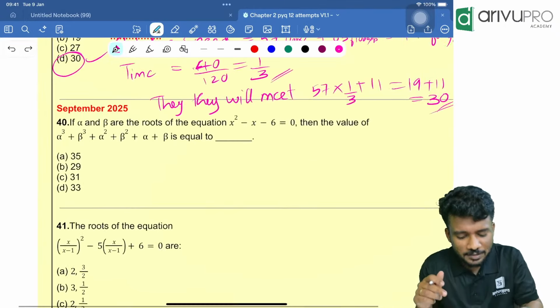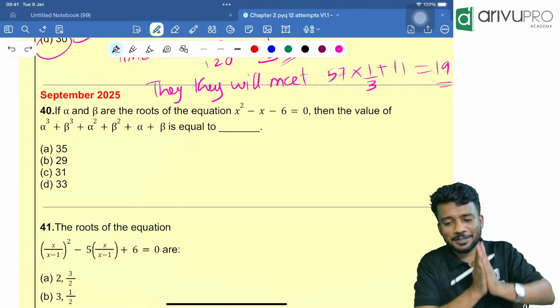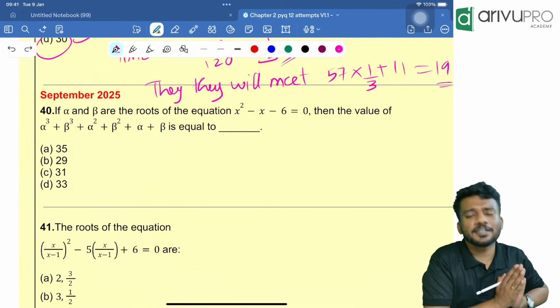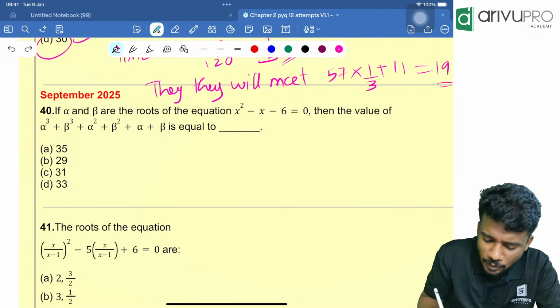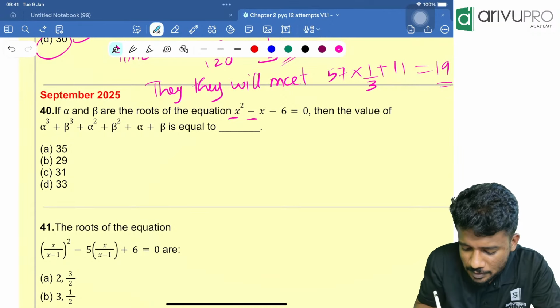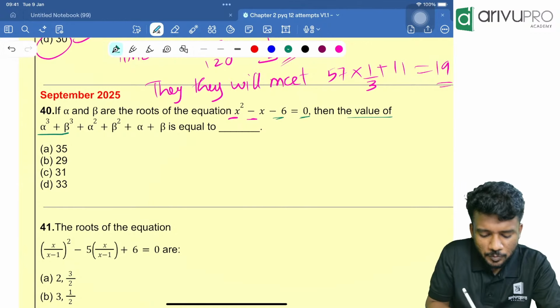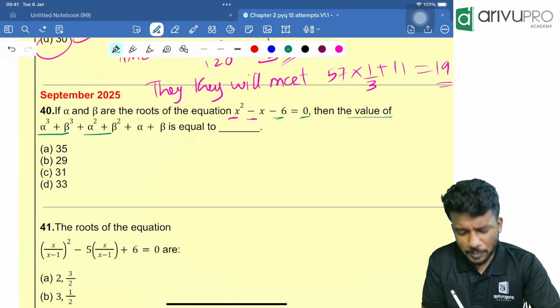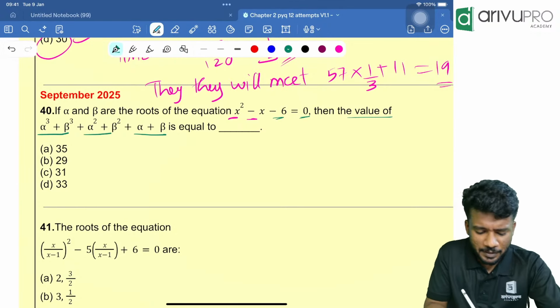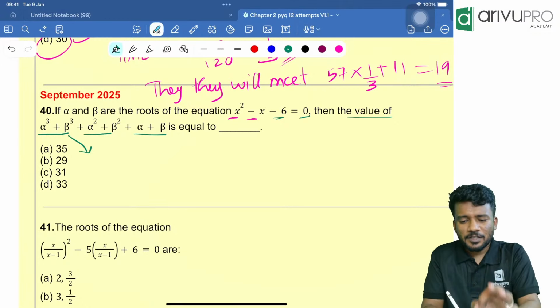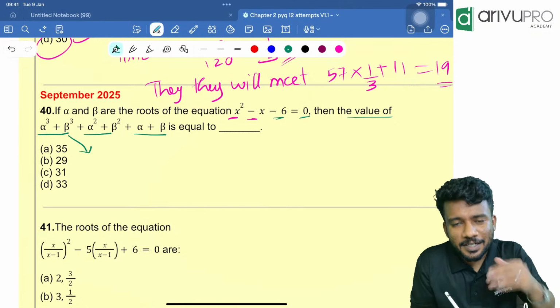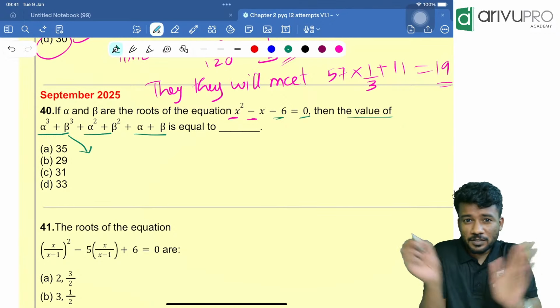Now people, the last and final attempt, that is the September 2025 attempt. Can we go ahead? If alpha and beta are the roots of the equation x square minus x minus 6 is equal to 0, then find the value of alpha cube plus beta cube plus alpha square plus beta square plus alpha plus beta. People, alpha cube plus beta cube, from the knowledge you gained in my class today.